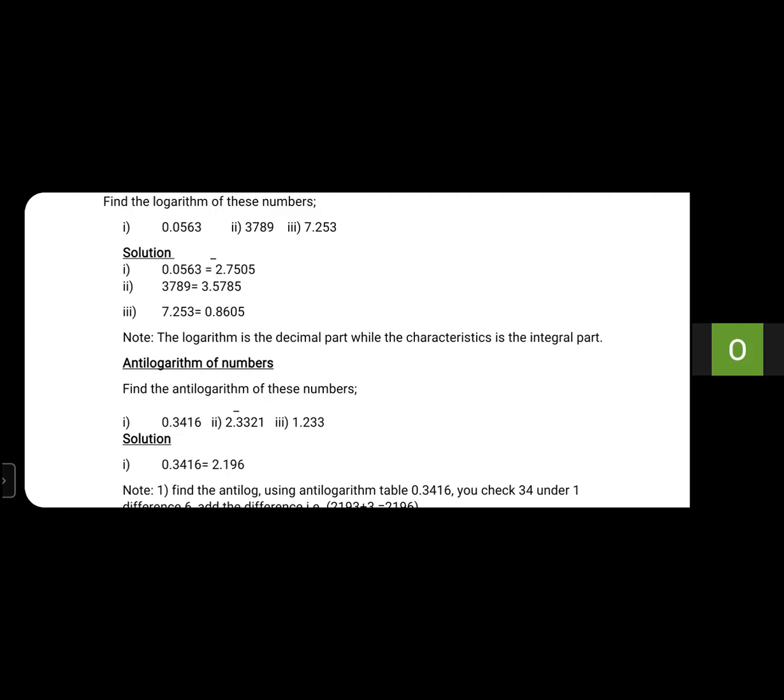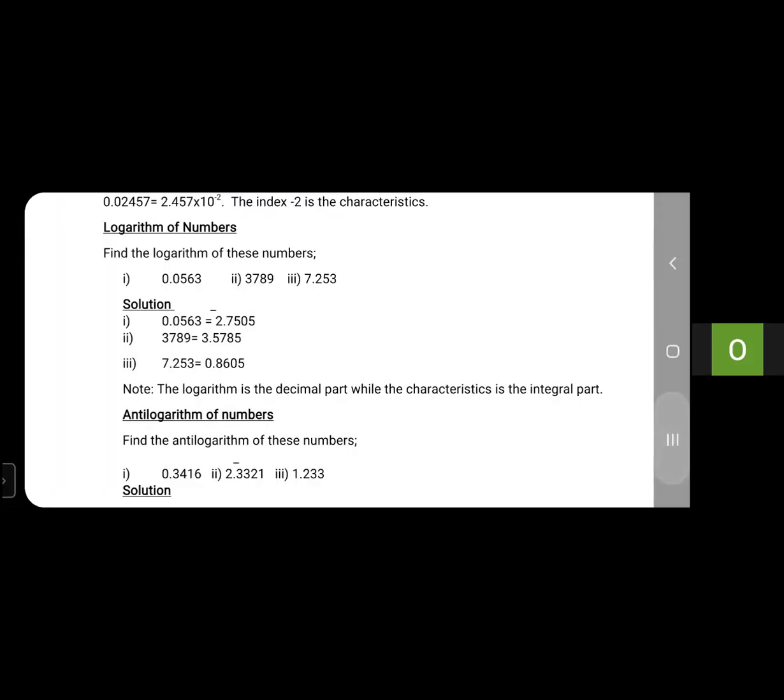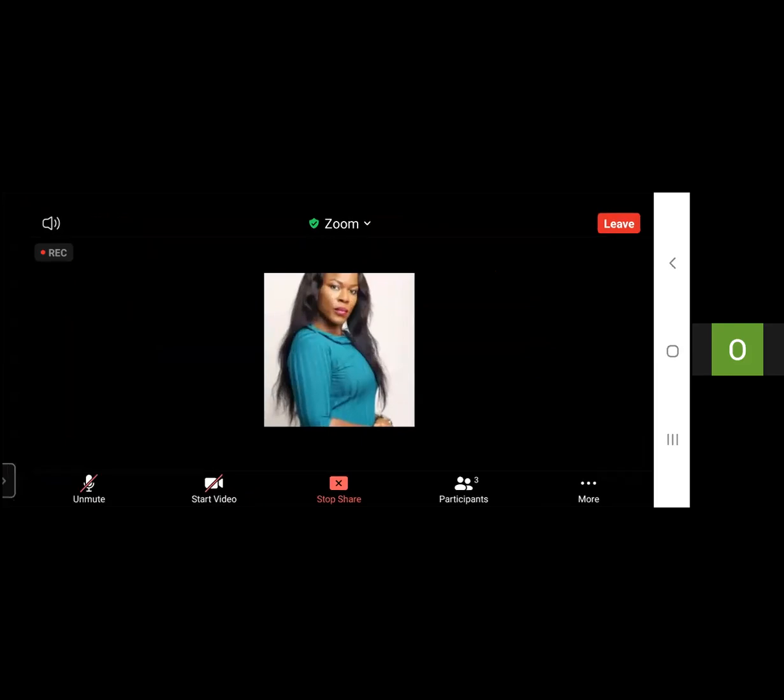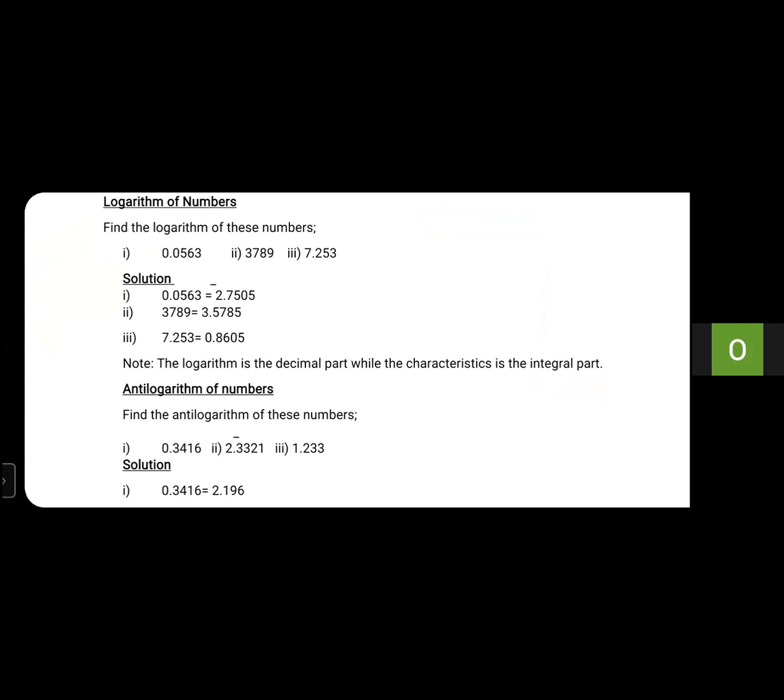Thank you. The first solution, 0.0563 is equal to bar 2. That is, bar 2 means minus 2. It is actually minus, but we don't call it minus when we are saying it under logarithm. When we are saying it in a logarithmic expression, we call it bar. So that's why I'm saying bar 2, but it's actually minus. So bar 2.7505.